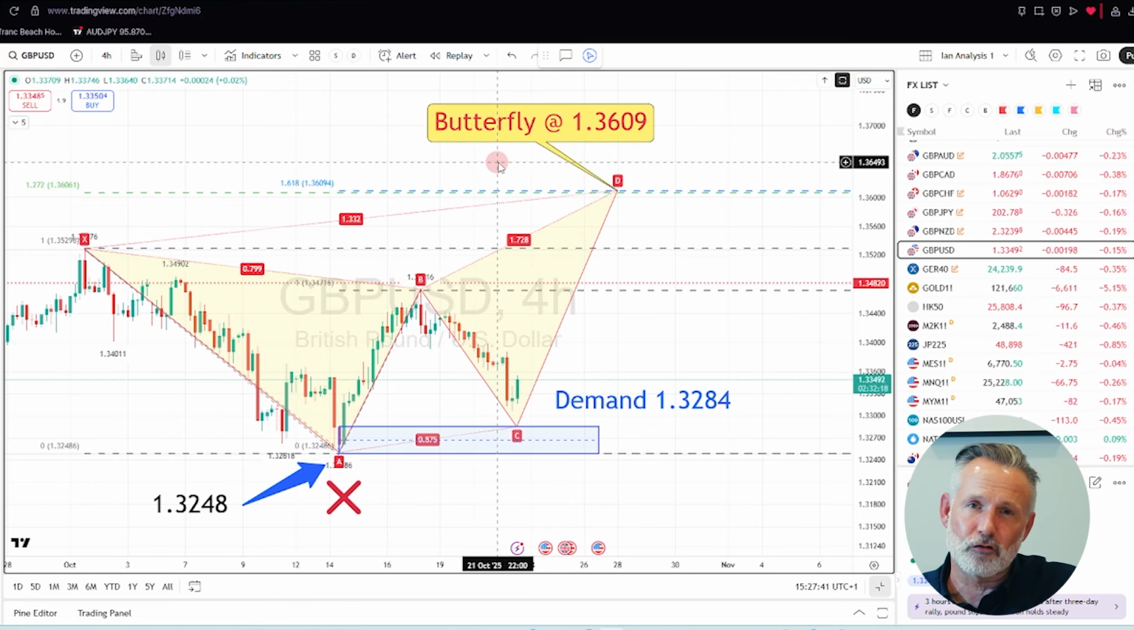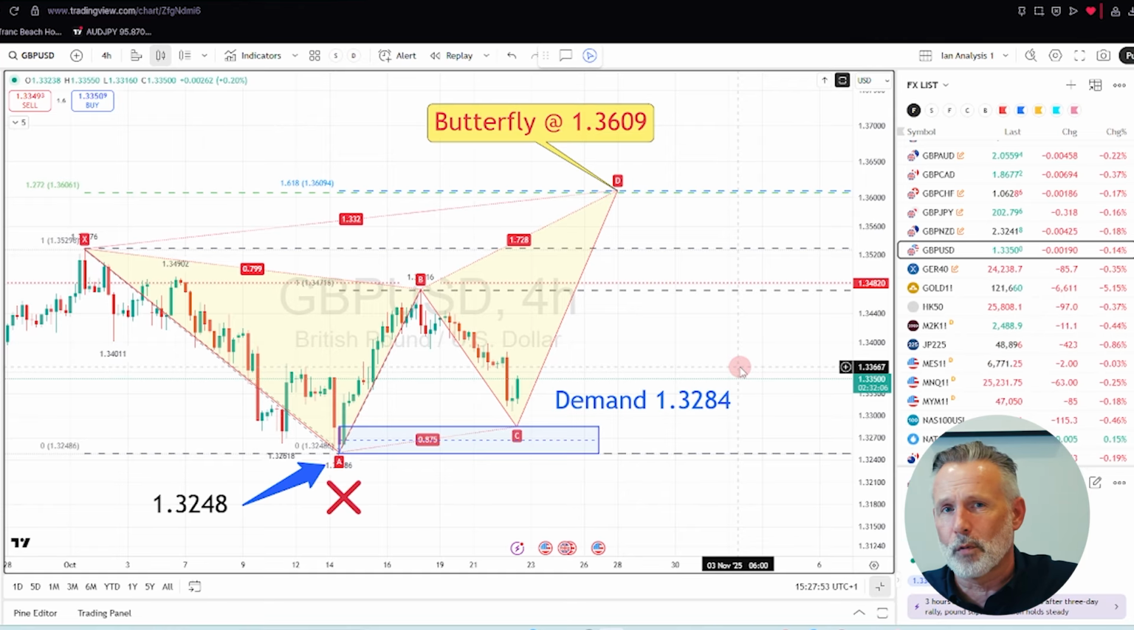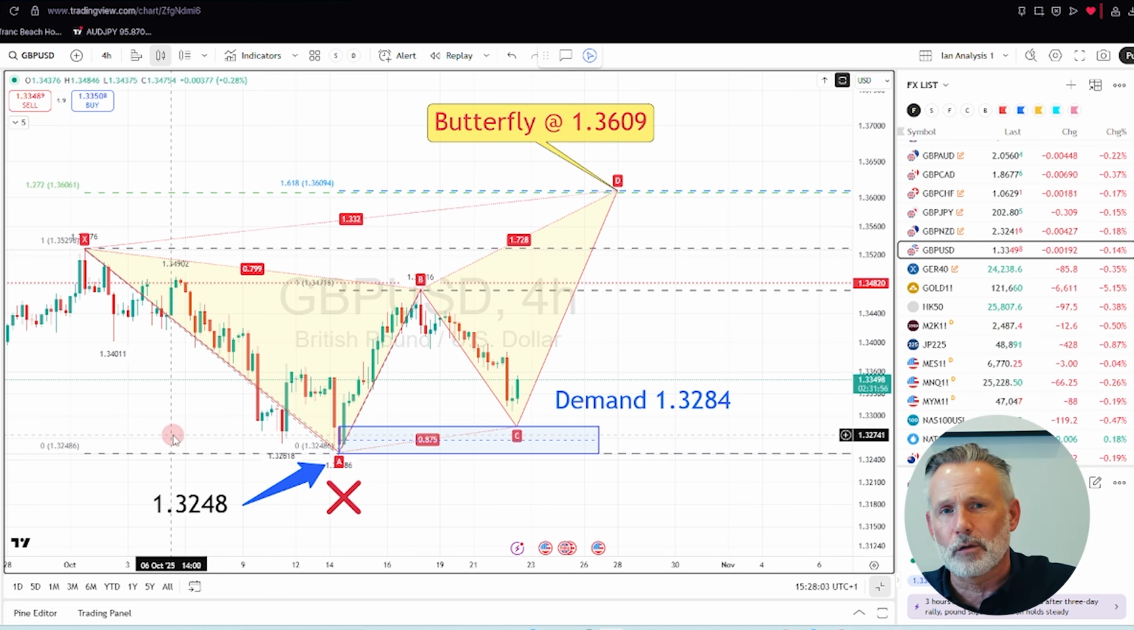Now, institutional traders, they look for liquidity. Okay, so they need high liquidity to be able to execute large trades. We've got a demand zone to the downside located at 1.3284, and that's an area of high liquidity. It should be noted that if we break through the previous swing low, which is located at 1.3248, then this whole analytical view is negated.